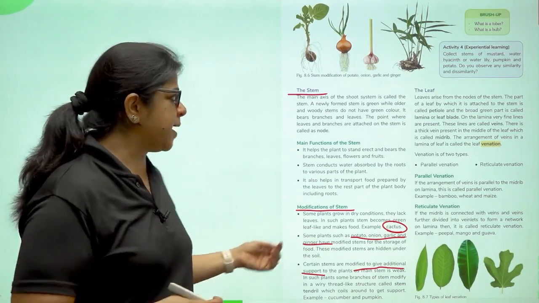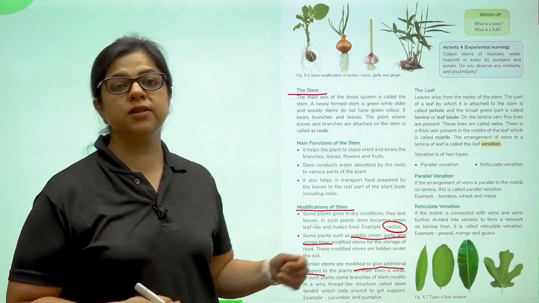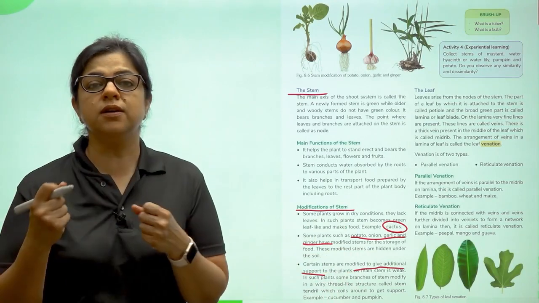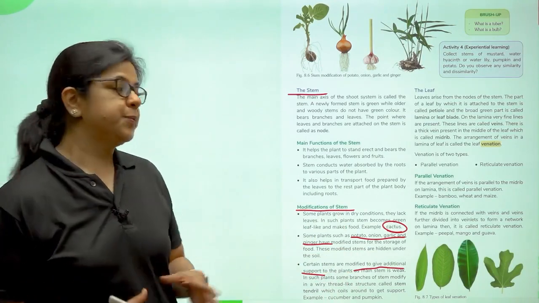Then there are certain stems that grow out from the tiny little stem or the branches. These are called stem tendrils. And what is their function? Their function is to support the plant outside.